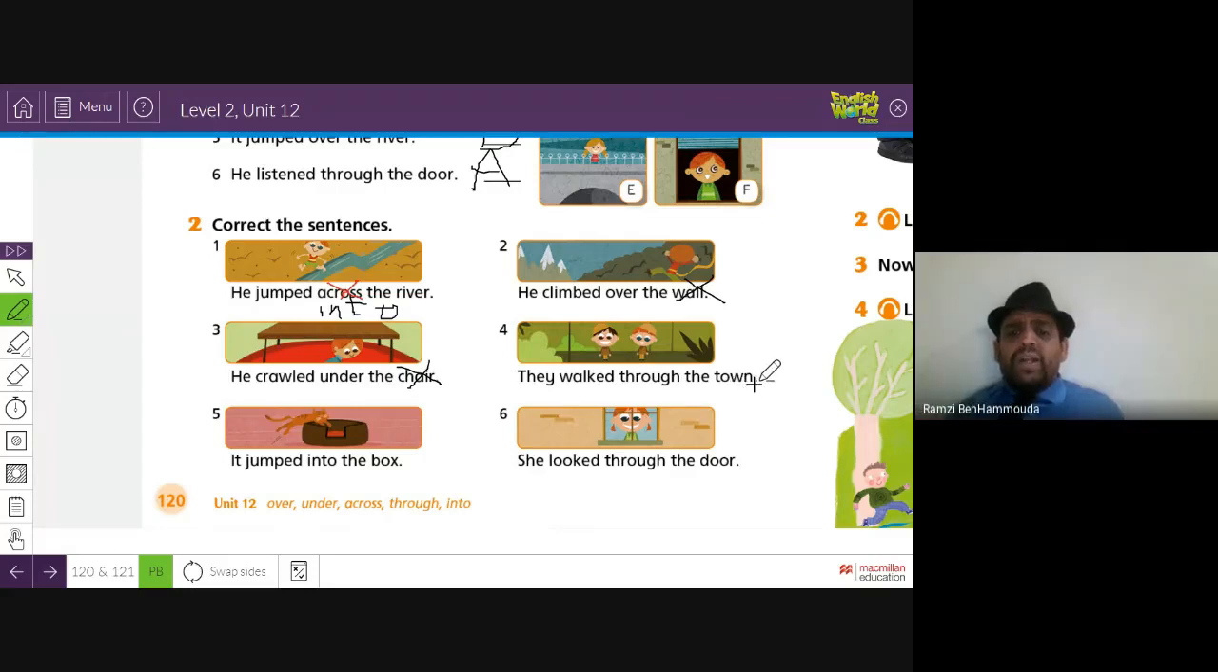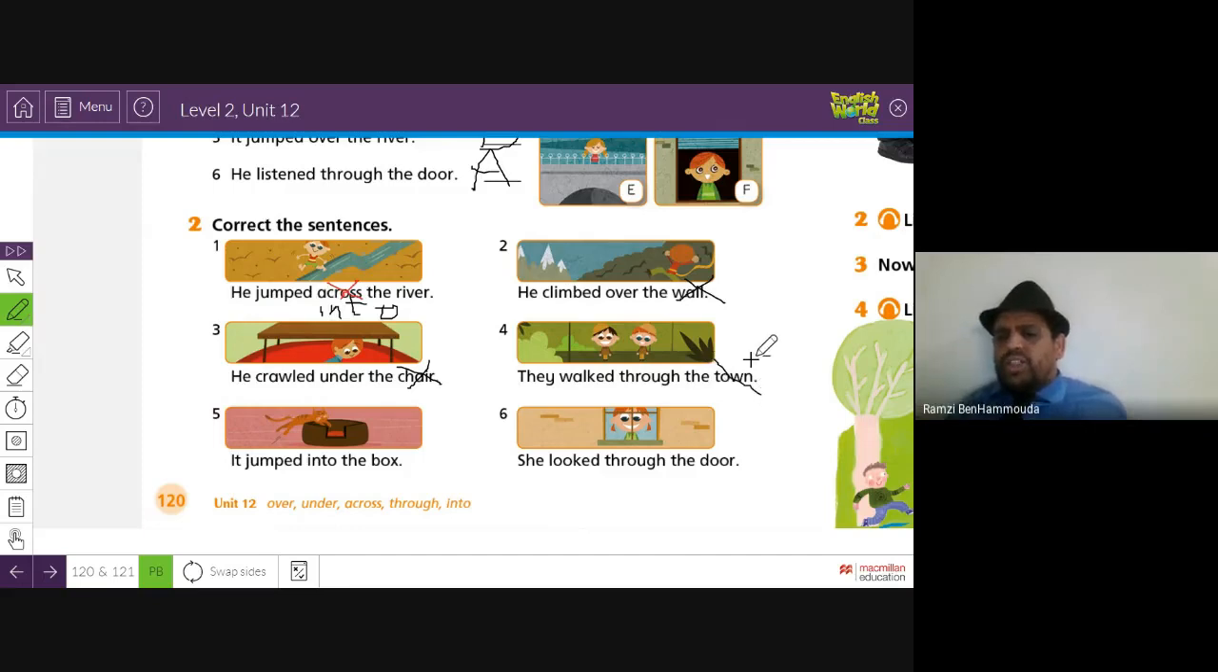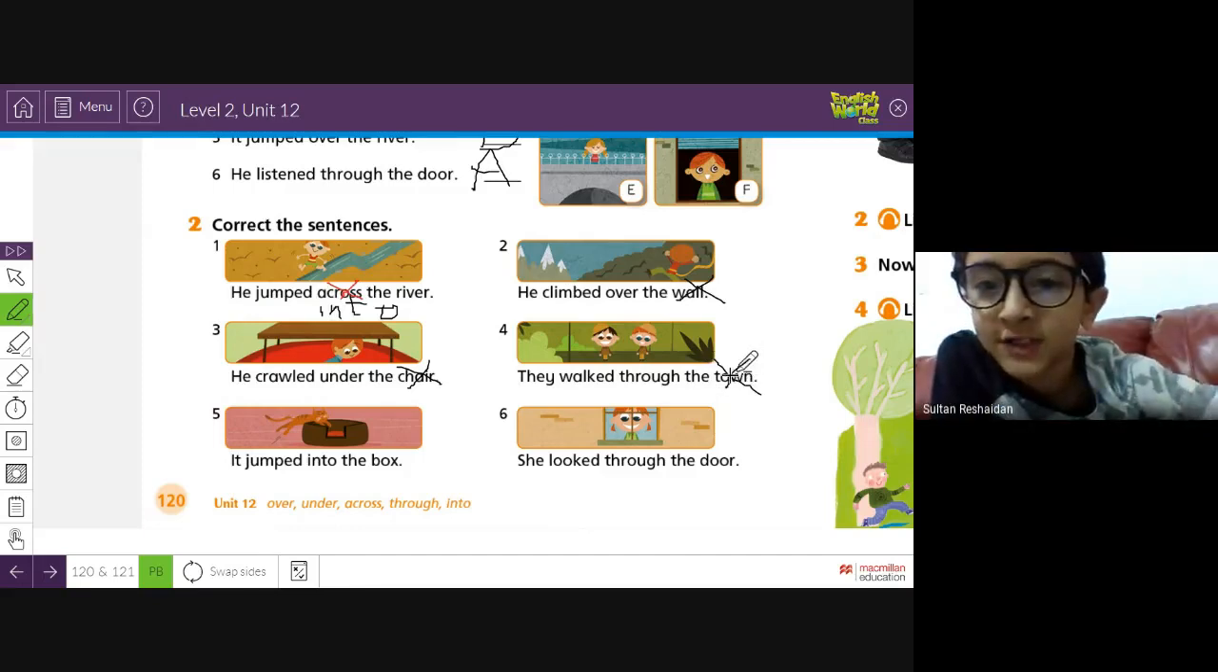You know what's a town? A town is like a city, like Riyadh, like Dammam. Is this a picture of a town? No, it's a jungle. Excellent. So we crossed. Is it a jungle or a forest? Okay, yes.